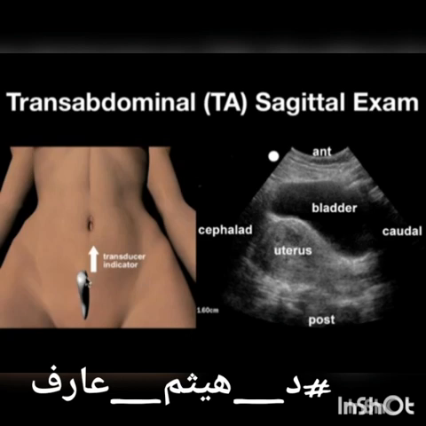So this exam is going to be performed with the transducer in a sagittal plane with the indicator directed towards the patient's head. The transducer should be placed just cephalad to the pubic symphysis, and this will give you this image: anterior, posterior, head, foot.